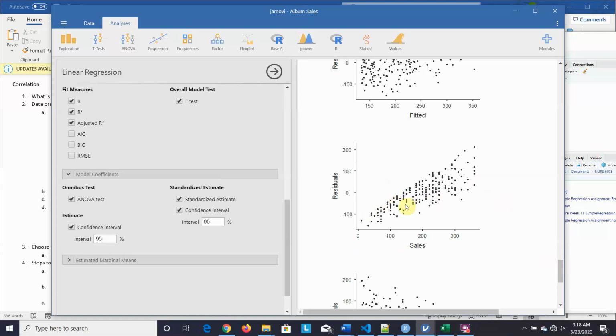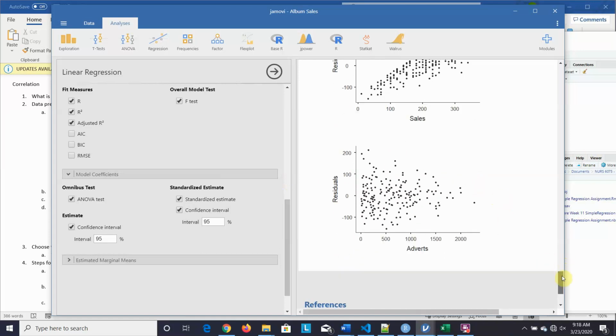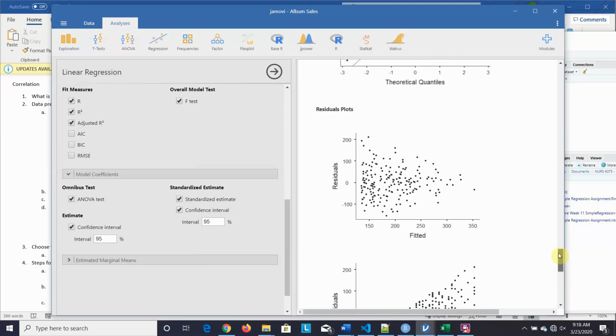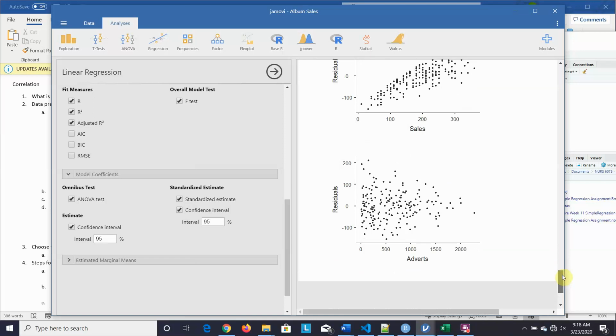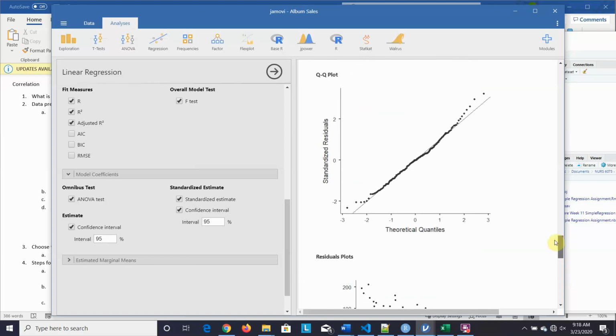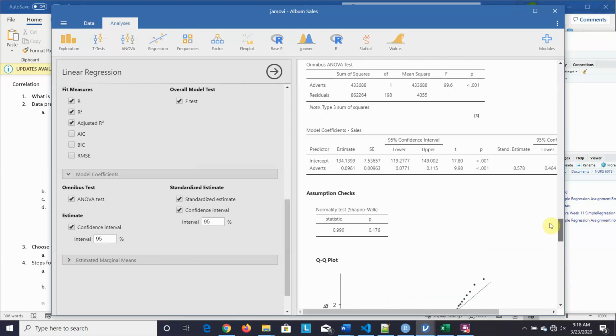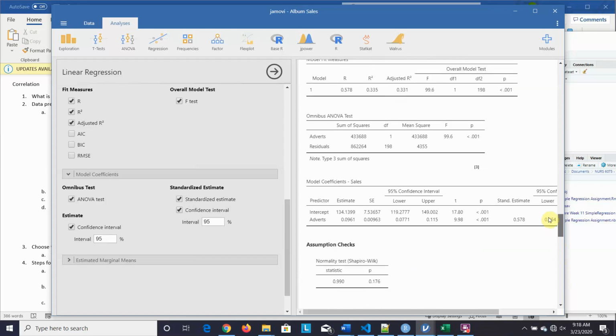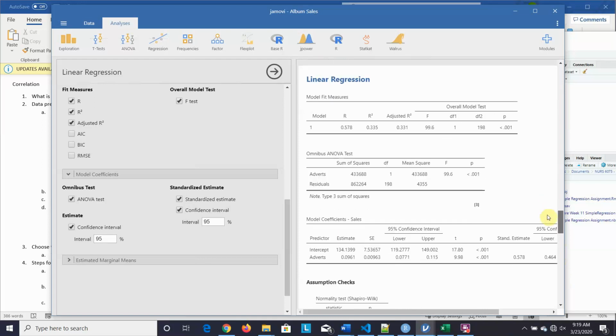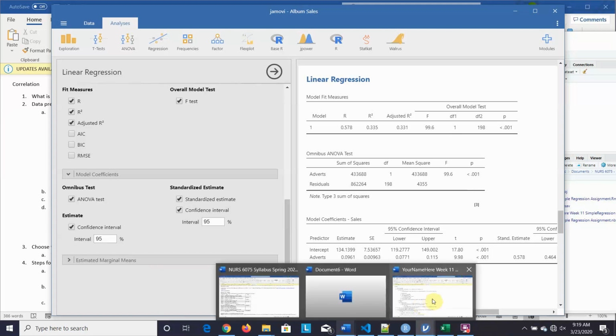Here's the sales residuals, and you can see that those are not spread around 0 evenly, and same thing with adverts. So we know we have some issues with our normality assumption here, and we could play with some transformations, but we're not going to go into that. We're just going to move on to looking at our regression information. And let's just take a peek at our answer sheet.